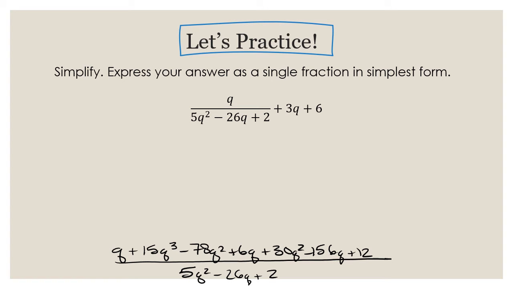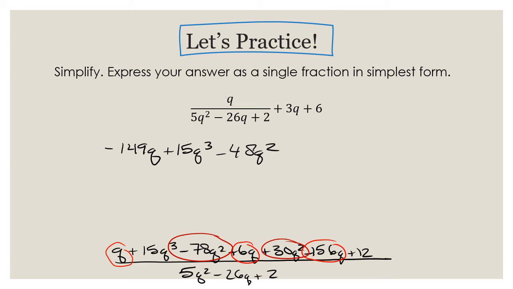How many q terms have I got? I've got a q here, that makes 7q, and then a 156q here. So all in all, that makes negative 149q. And then I've got only one cubed term, 15q cubed, and I've got negative 78q squared and 30. Together that gives me minus 48q squared, and then lastly I've got 12. All this is going to be over 5q squared minus 26q plus 2.